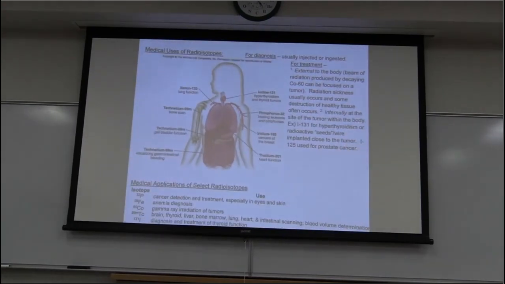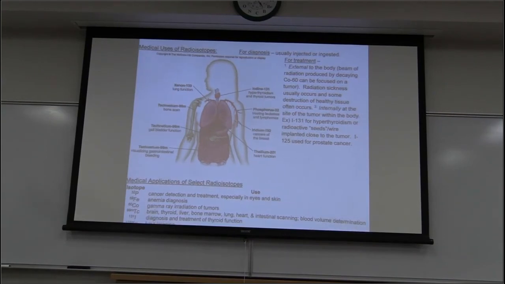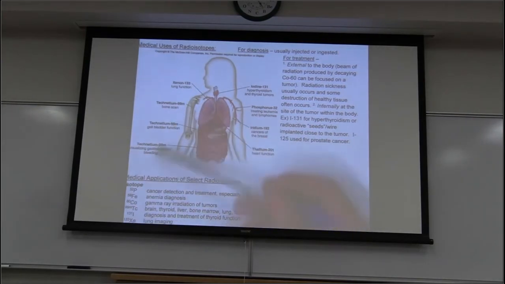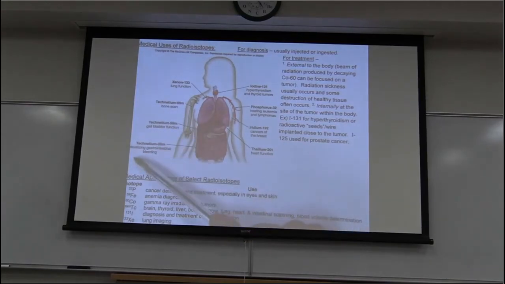This picture came from the McGraw-Hill book. And this is what we were talking about. If it's used in diagnostic testing, it's going to have a very short half-life, and you're usually going to ingest it or inject it. It's probably going to be used in a scan of some form or fashion. So looking at these on this side, you see technetium-99m used in 3 different situations. One is a bone scan, one is gallbladder function, and one is gastrointestinal bleeding.